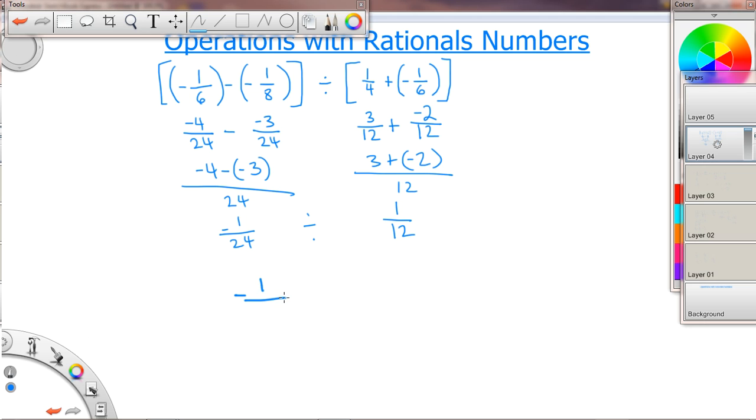And to do that, all I'm going to do is change this to multiplication and change this to its reciprocal, which is 1 over 12. Okay, cross cancel. Divide both of these by 12. We have 2 here, 1 here. Negative 1 times 1 is negative 1. 2 times 1 is 2. So my final answer is going to be negative 1/2 here.